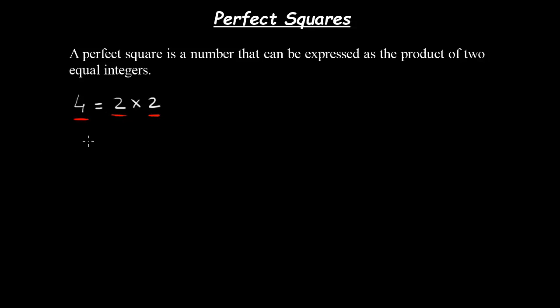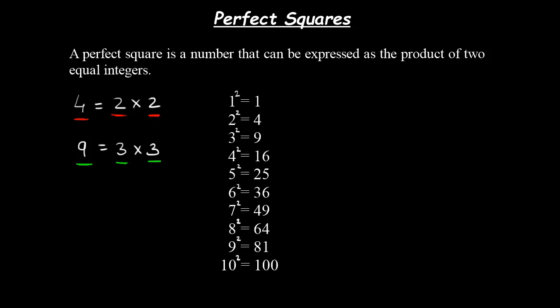If I give you another number 9, 9 can be expressed as 3 into 3. That means 9 can be expressed as the product of two equal integers. So I can say that 9 is also a perfect square. Now look at this table. This gives you a list of all the squares from 1 to 10. So the square of 1 is equal to 1, the square of 2 is equal to 4, the square of 3 is equal to 9, and so on.